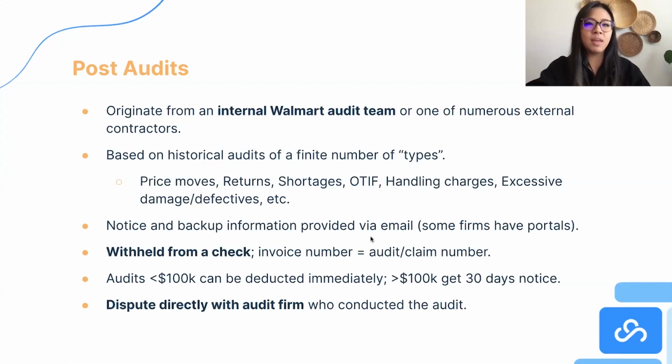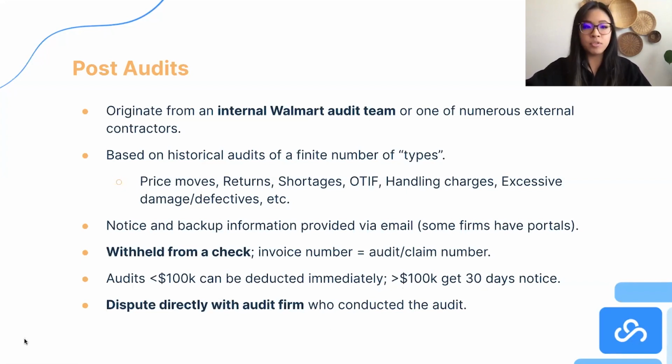So a lot of times it is a contact on your OSA, so your supplier agreement with Walmart, that will receive what they call a post audit packet. And it'll include information on the claim, as well as backup information on why this firm is trying to claim that money from you. One key thing to note, which is, again, kind of scary, audits under $100,000 can be deducted immediately from your checks. Anything over $100,000, you will get a 30-day notice to kind of go after.